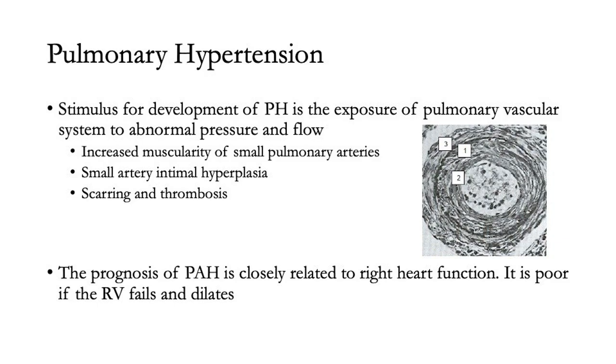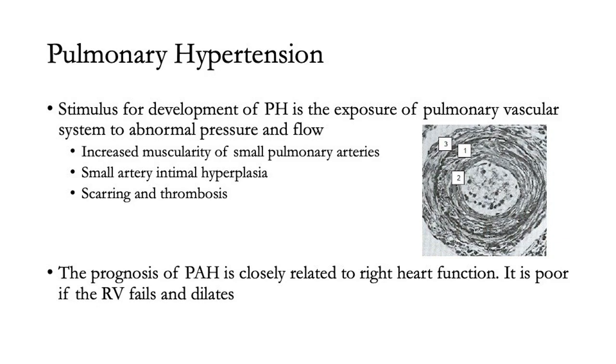The stimulus for development of pulmonary hypertension is the exposure of the pulmonary vascular system to abnormal pressure and flow. This results in increased muscularity of the small pulmonary arteries, small artery intimal hyperplasia, and scarring and thrombosis. Ultimately, these changes elevate PVR and reduce pulmonary blood flow. In addition, the increased muscularity enhances the response of the pulmonary vasculature to pulmonary vasoconstrictors.